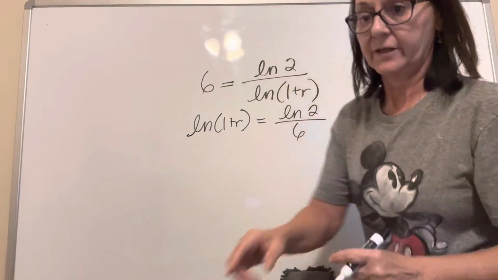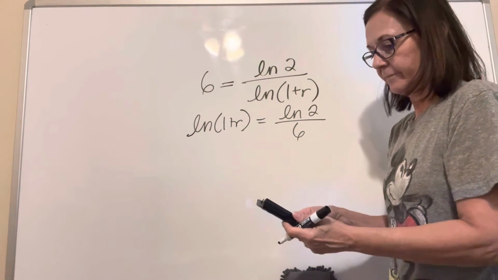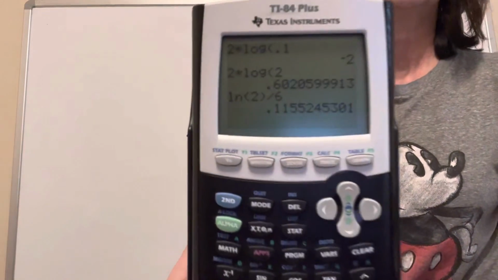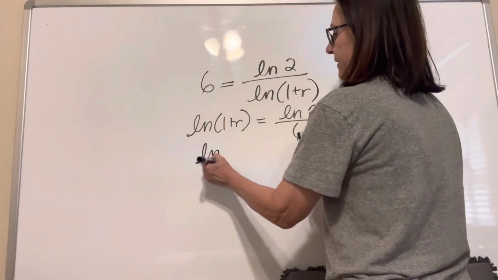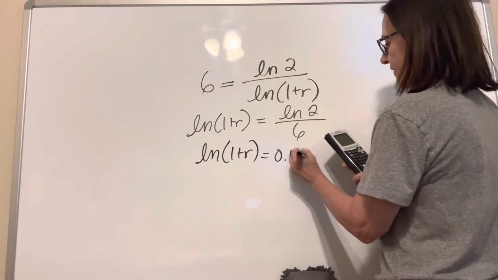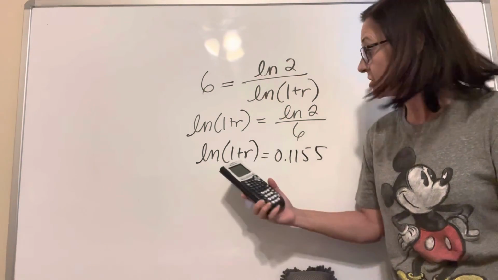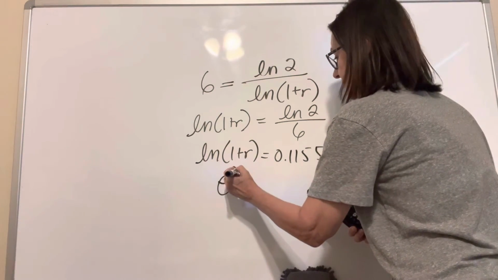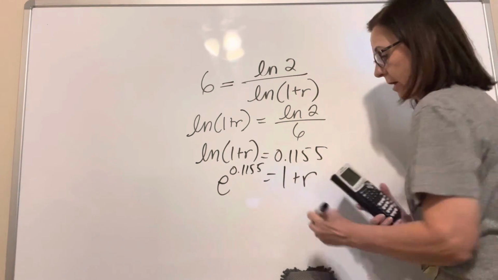I'm going to put this in my calculator. The ln of 2 divided by 6. I'm going to 4 decimal places. Actually, I'm just going to leave that in my calculator. All right, but I have the ln of 1 plus the rate equals 0.1155. I can now go to exponents to solve for my argument. So it's e raised to the 0.1155 equals 1 plus r.